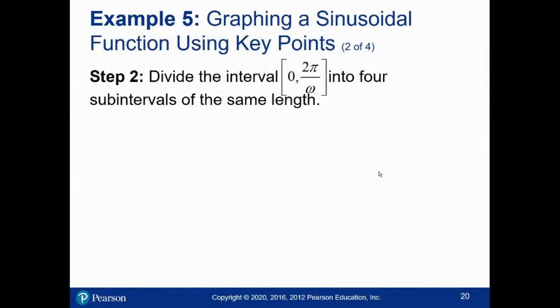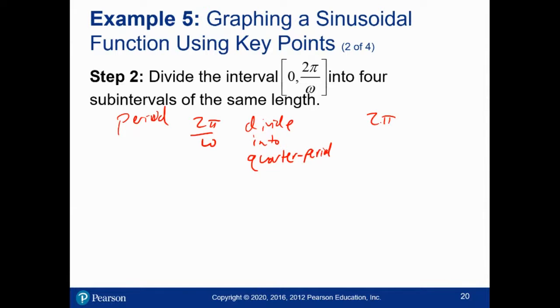So what I like to do, and the book does the same thing, I know the period is 2 pi over omega. If I divide this into quarter periods, that would be 2 pi over omega over 4, aka 2 pi over 4 omega, aka pi over 2 omega. This is now 1/4 of the period.